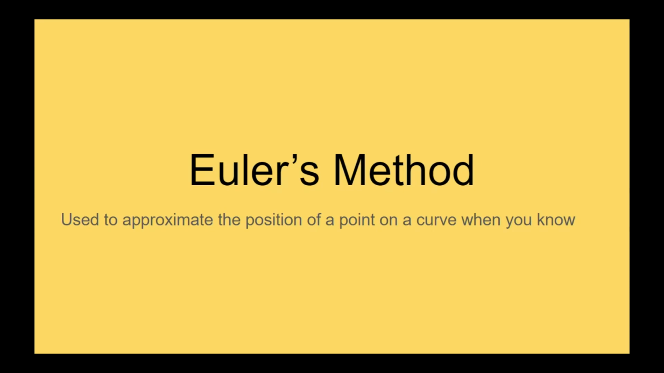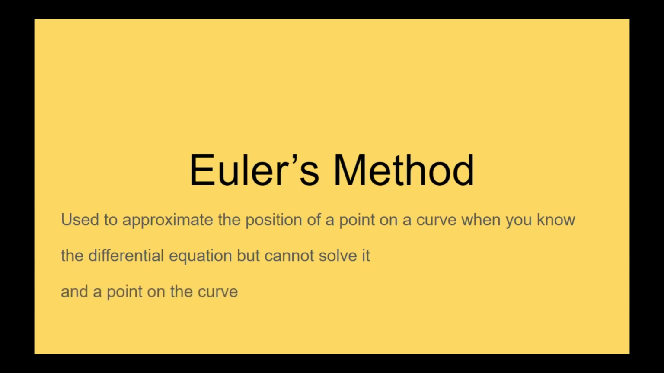And to do this, we do need to know some information. We do it when we know the differential equation or the gradient function, but it's one that we can't solve. And we also need to know a point on the curve.